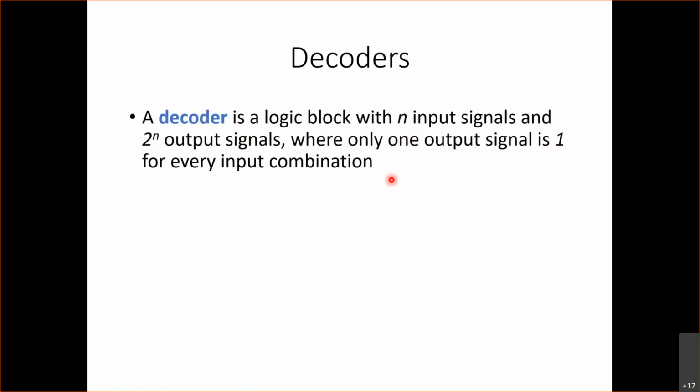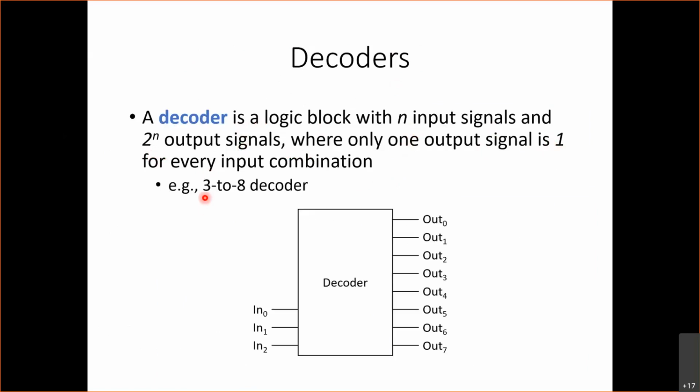So for example, we have a 3 to 8 decoder, so 8 is 2 to the power 3. So a 3 to 8 decoder has 3 inputs, and it has 8 outputs. And for every input combination, we're going to have one of these output values be 1, and the rest are going to be 0. So for example, if I pass 0, 0, 0 as an input, then I'm going to have out 0 be 1, and all the others are going to be 0.